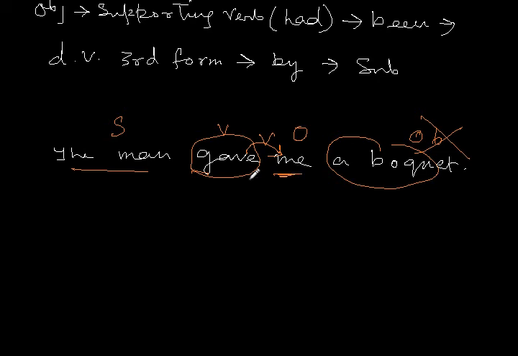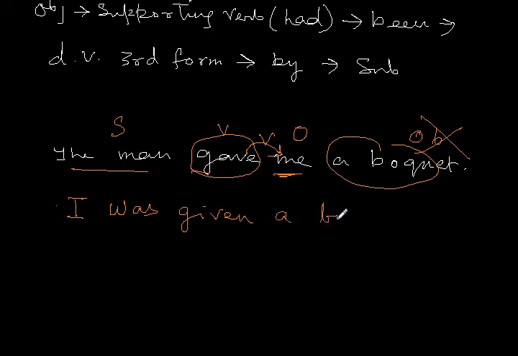So me comes here. Now when I bring me in the place of the subject, then me becomes I. The sentence is in simple past tense. So we have to add a supporting verb, and that is I was. Then comes third form of the doing verb, and that is given. I was given a bouquet. Just a bouquet remains the way it is.